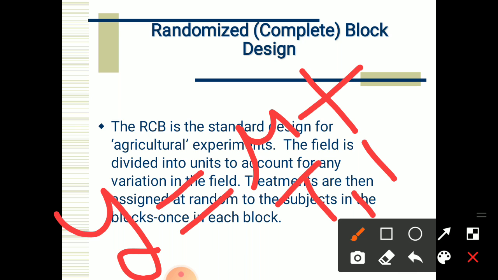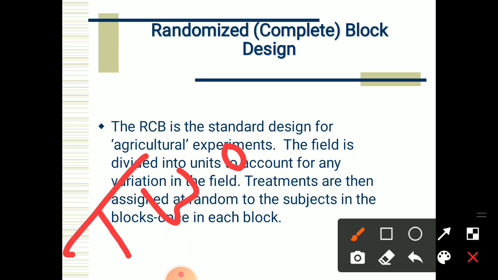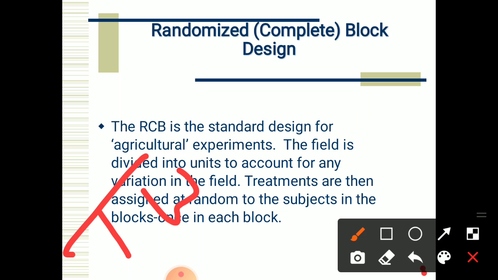Most of the time, and all the time, RCBD data will be subjected to what is called two-way analysis of variance. It is subjected to a technique called two-way analysis of variance, right? With that, I think that is about the RCBD. And now we'll just see how this whole thing happens.